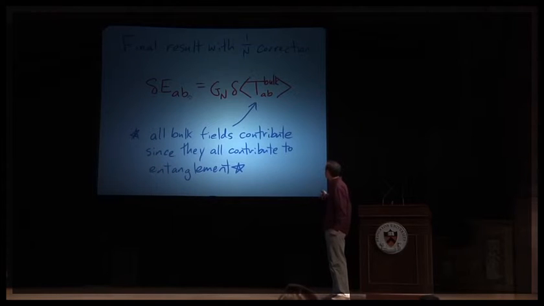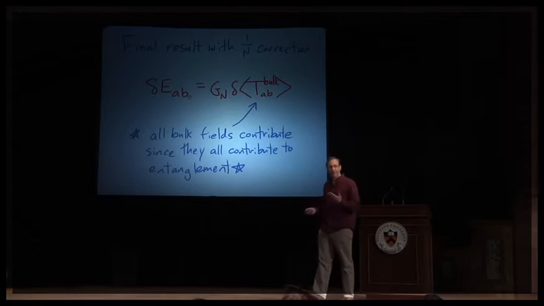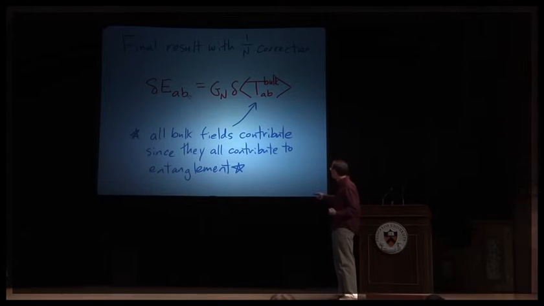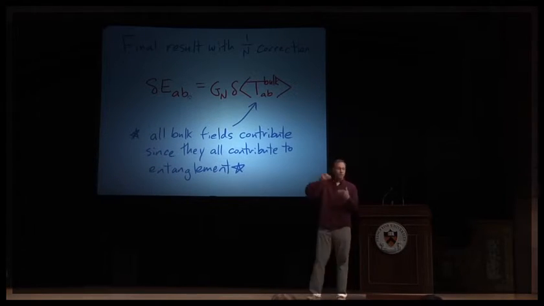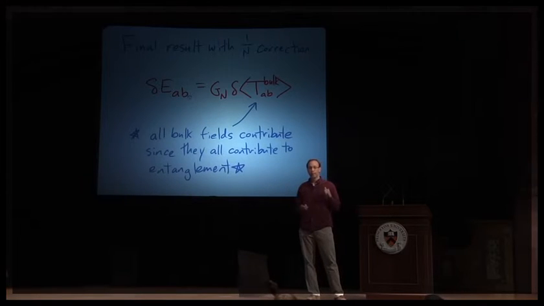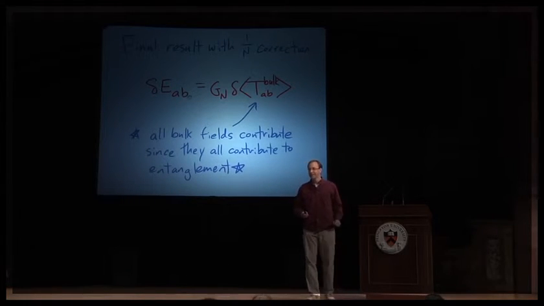So in some sense, what we've seen is that this is a derivation of the universality of gravity. The reason why all of the fields source the metric is that all of those fields contributed to the entanglement entropy in the bulk. And I have 0 minutes left, so I'll stop there.